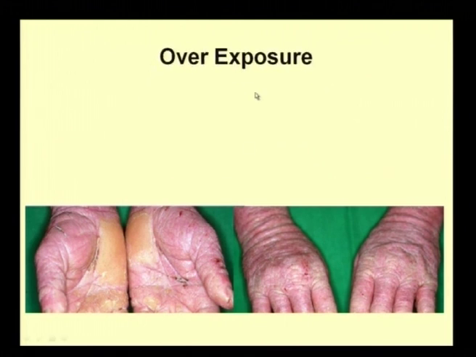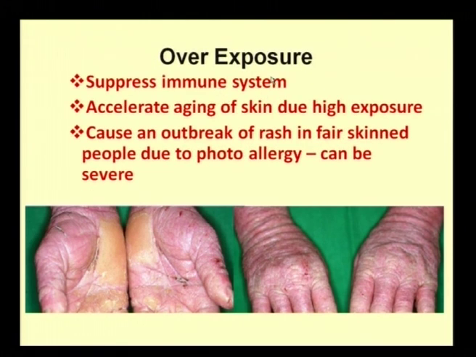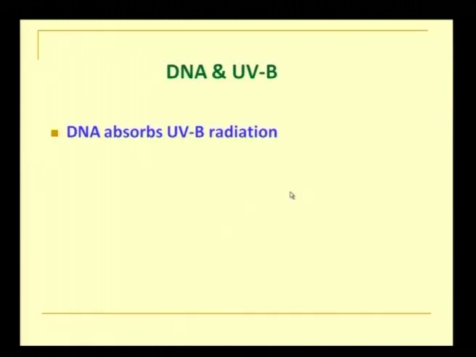And here, overexposure suppresses the immune system and accelerates the aging of skin due to high exposure. Look at the diagram, here the hands or the skin has become aged prematurely, and it causes an outbreak of rash in fair skinned people due to photoallergy. It can be severe, particularly for those who are fair, white in color, and this is another effect of the ultraviolet radiation.